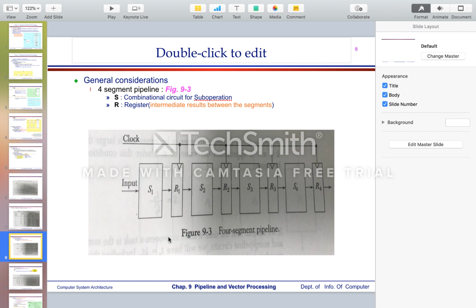Now we define a task as the total number of operations performed going through all the segments in the pipelining. So this is the general architecture, wherein we have segments and we have registers in between each segment.